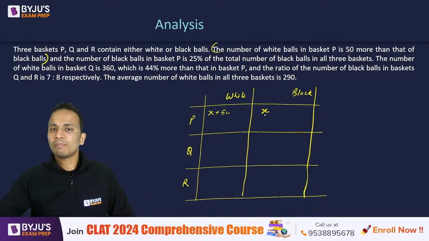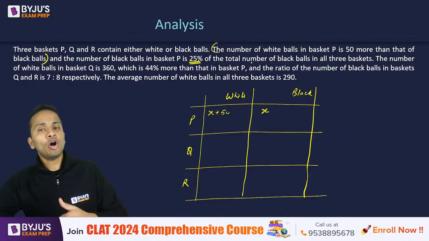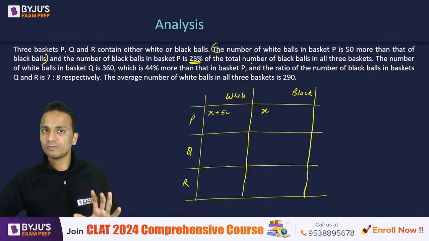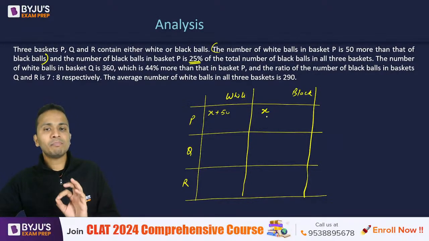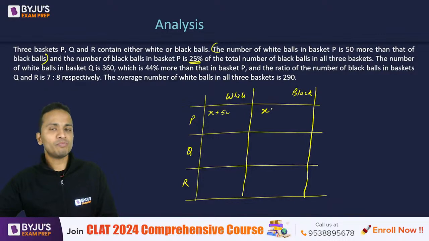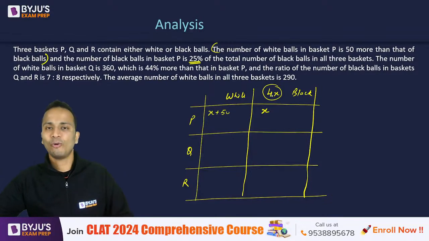I have assumed the number of black balls as X. The number of black balls in basket P, so they are talking about this number X, is 25% of the total number of black balls. 25%, you already know, is 1/4. So black balls in basket P is 1/4 of the total. So the total number of black balls will be 4 times the number of black balls in basket P, that is 4x. So I can write the total number of black balls as 4x.